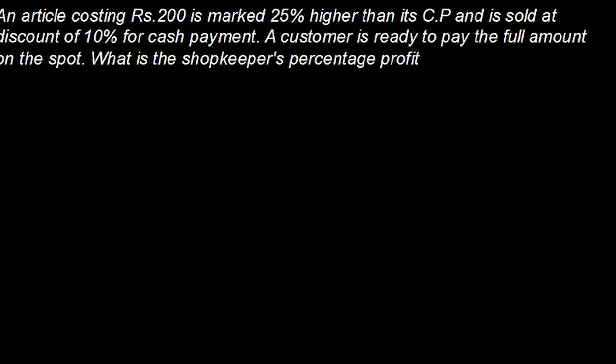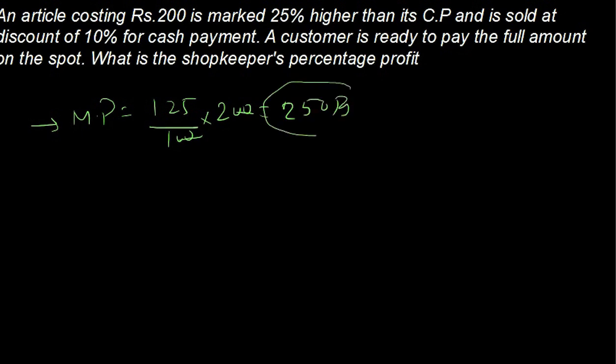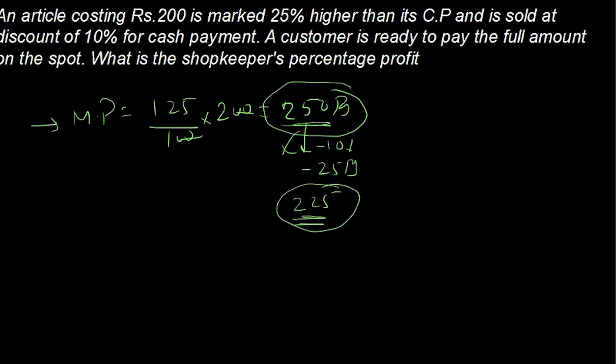So an article costing rupees 200 is marked 25% higher than cost price. So what should be the mark price now? It is 125% of 200, so obviously it is going to be 250 rupees. Out of that he started to give a discount of 10%. So we can directly say that 10% of 250 is going to be 25 rupees off. So now at what amount did he actually sell? That is 225 rupees.